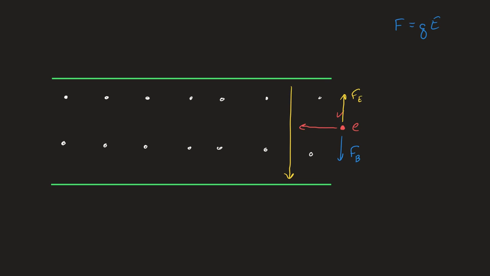If I want the particle to pass through this area undeflected, I want the net force on the particle to be 0. There are two forces acting on the particle. There's the force in the electric field, which is upwards. We'll make that positive: q times big E. And there's the force. Do you have a question?